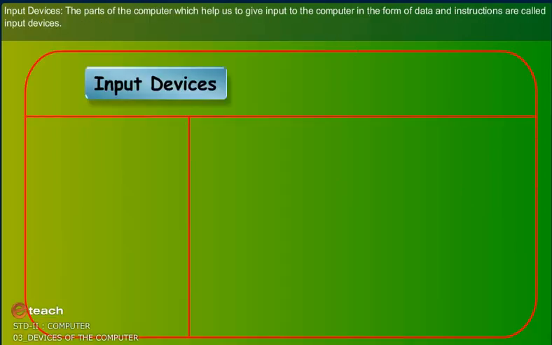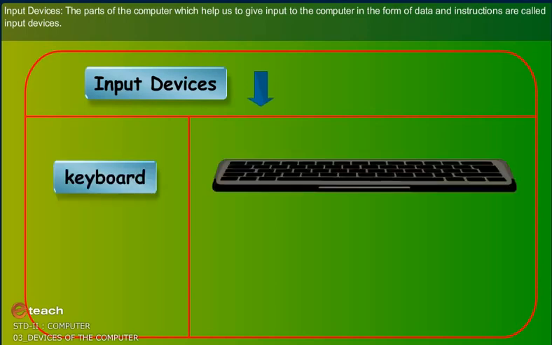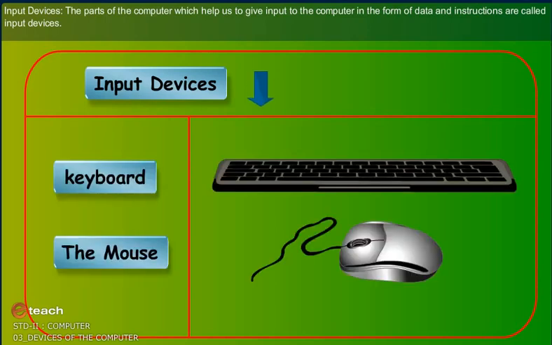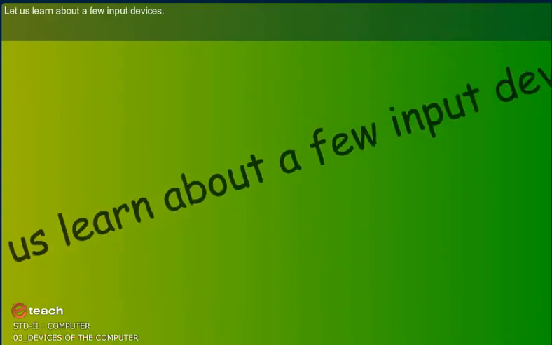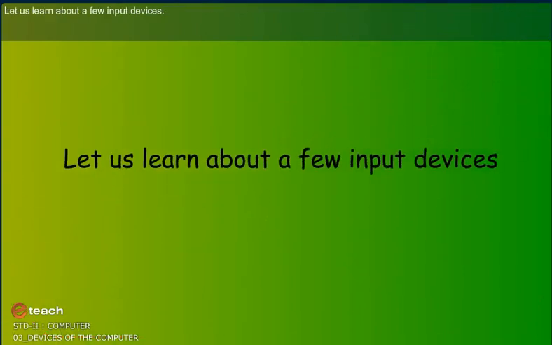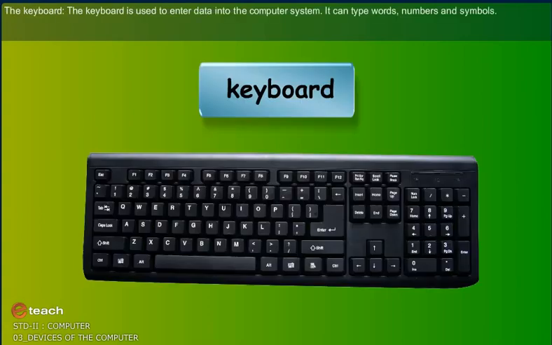Input device. A part of the computer which helps us to give input to the computer in the form of data and instructions is called an input device. Let us learn about a few input devices. The keyboard. The keyboard is used to enter data into the computer system. It can type words, numbers and symbols.